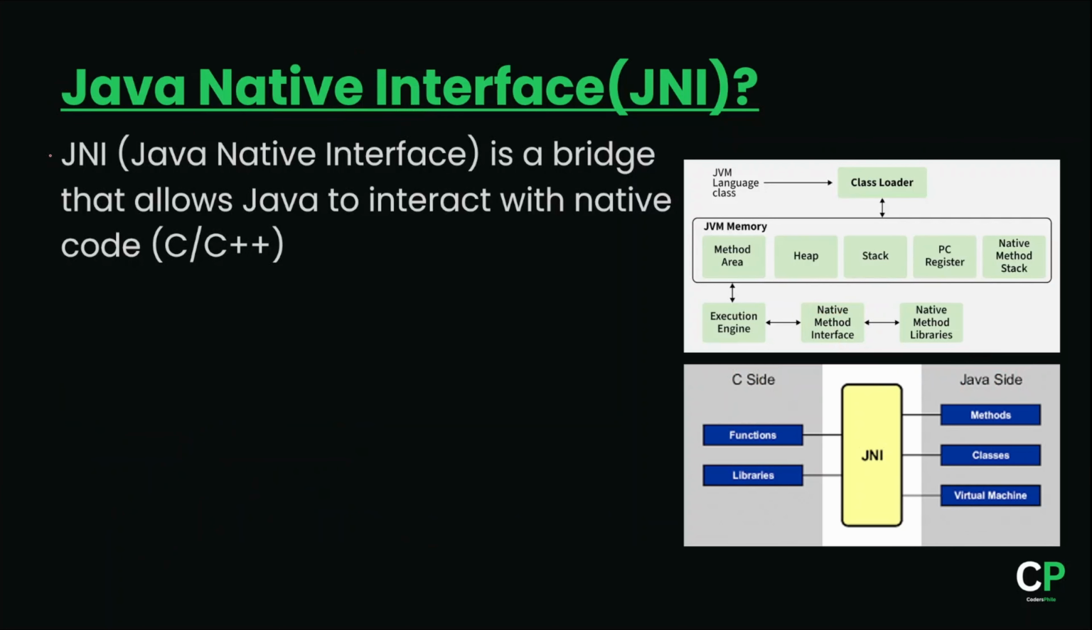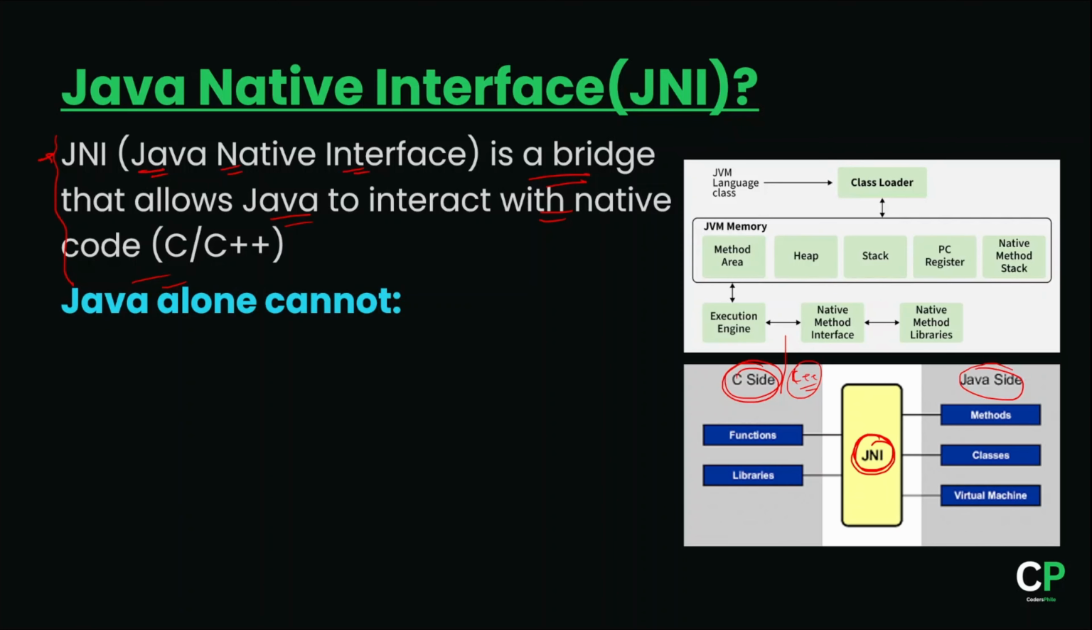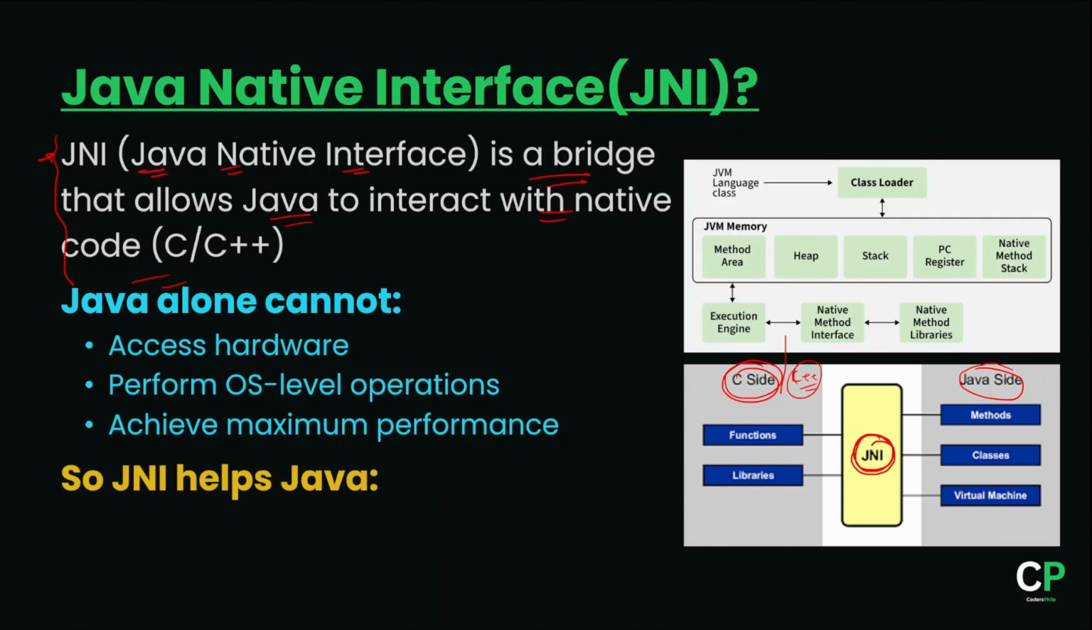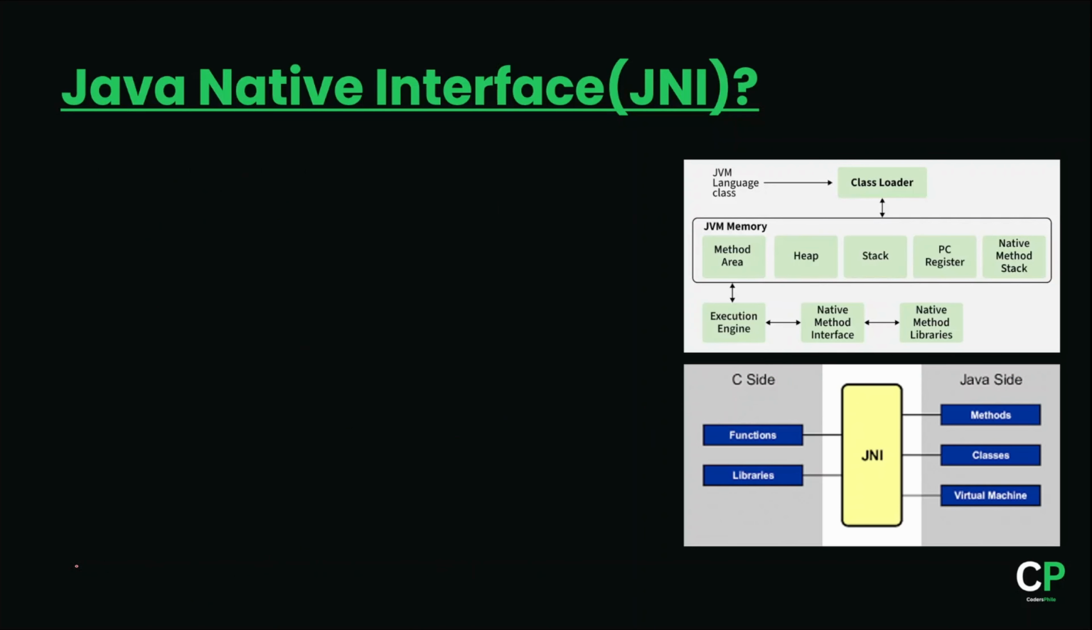So what is JNI? JNI stands for Java Native Interface. It is also known as the Native Method Interface. It is a bridge that allows Java to interact with the native side. Java alone cannot access the hardware, perform OS-level operations, or achieve maximum performance. So JNI helps Java call native methods and use system-level features.